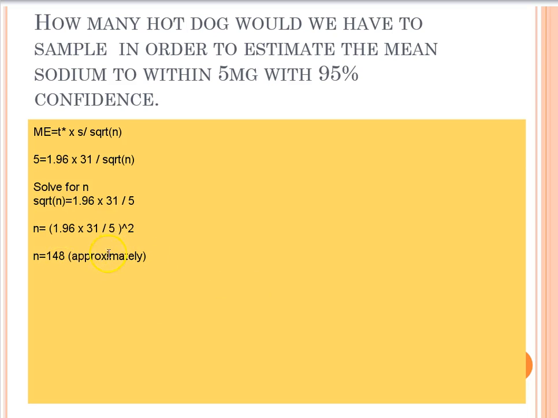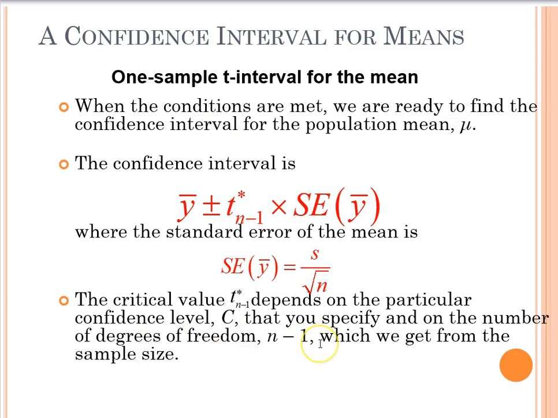And I say approximately because remember, we used the normal distribution rather than the t-distribution to figure out what our critical value should be. So this is approximately how many people we should survey, or how many hot dogs we should survey, and that will give us a margin of error that's pretty close to 5 milligrams. So that is the confidence interval for one sample t interval. And again, this is the margin of error that we just discussed.